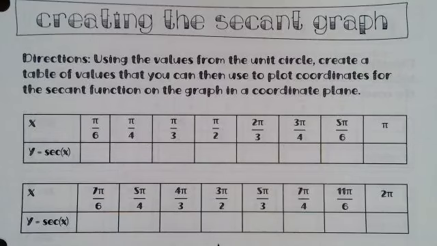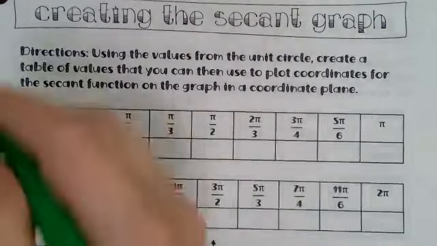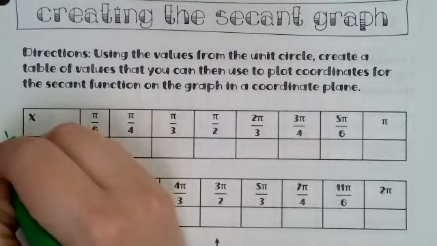Alright guys, in this video we're going to talk about the secant graph, and then the cosecant graph is very similar, just slightly different placement, because it comes from our other sinusoids. So the secant graph comes from the cosine graph. It is the reciprocal of cosine.